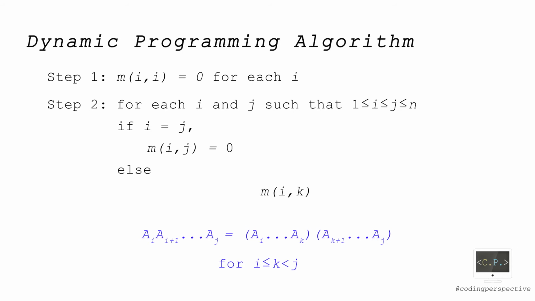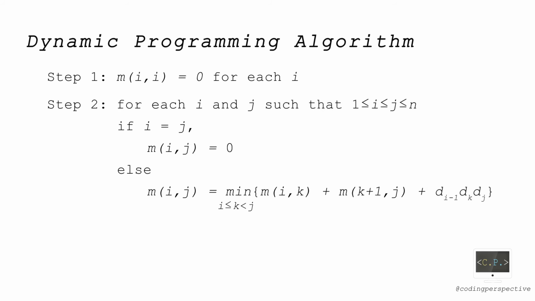For any k, Mik is the minimum number of operations required for the product from Ai to Ak, and similarly, M_{k+1,j} is the one for the product from A_{k+1} to Aj. Multiplying these two matrices will require d_{i-1} times d_k times d_j operations. So in total, we will need Mik plus M_{k+1,j} plus d_{i-1} times d_k times d_j operations to compute the product from Ai to Aj when we split for a given k. To find the best split, we just need to find the k that minimizes this expression. So we can write the recursion rule for computing Mij as you see. Lastly, we return M1n as the minimum number of operations to perform the whole multiplication.